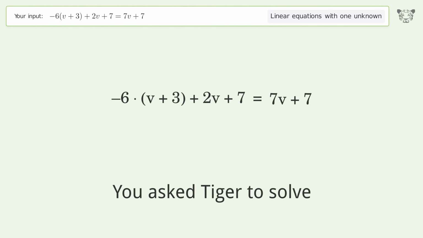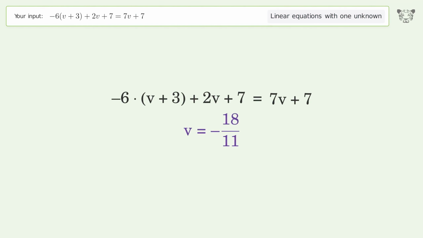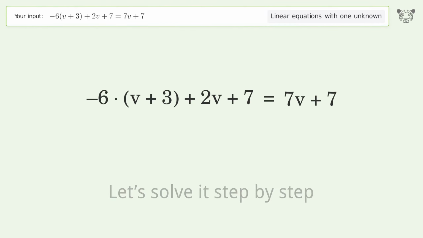You ask Tiger to solve this. This deals with linear equations with one unknown. The final result is v equals -18/11. Let's solve it step by step.